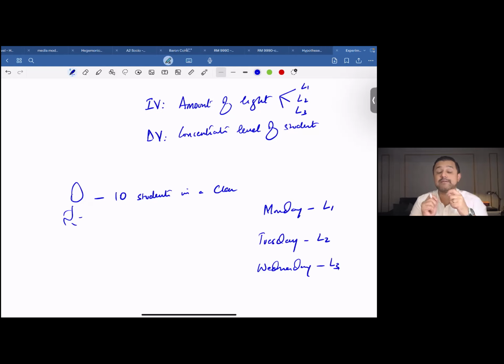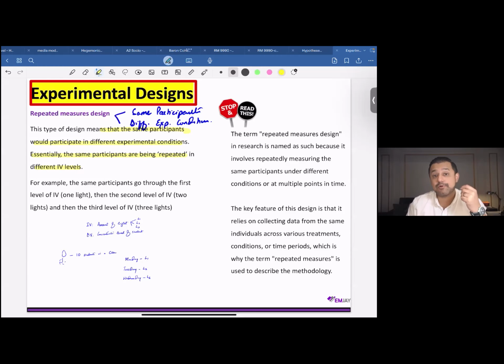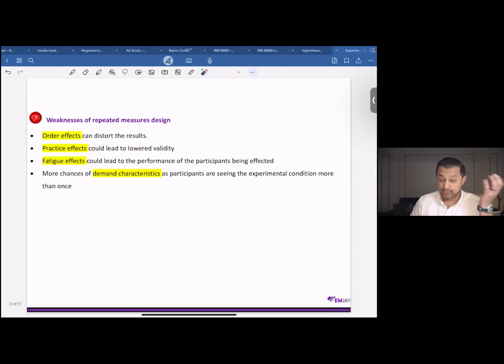Now, like I had said, an experimental design is a mechanism or a strategy that is used by the experimenter to allocate participants to different experimental conditions. So the first one is a repeated measures design, and I tried giving you an example of it. Now, there are certain strengths and limitations of a repeated measures design. You might as well pause this video here and read through this. Those were the strengths, and then we move on towards the weaknesses.